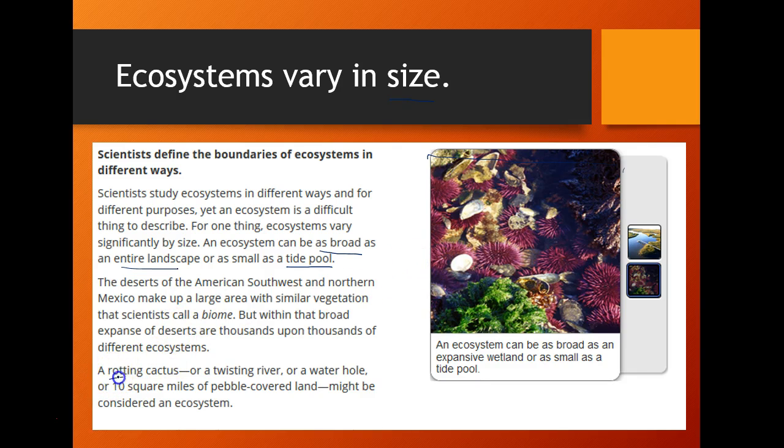We can think of a rotting cactus, which is obviously not that big, or even something as big as a river. Each of those can also be an ecosystem. So again, it's very difficult to define exactly what the boundaries are of certain ecosystems. They can be either very big or very small.